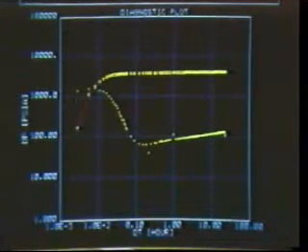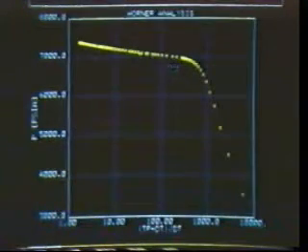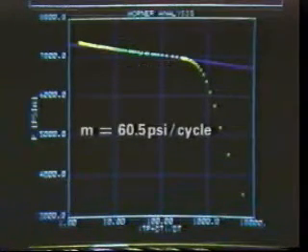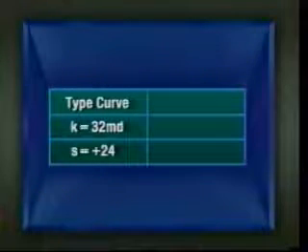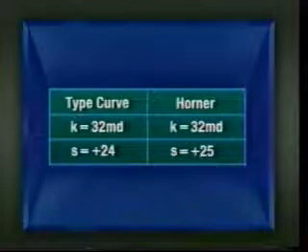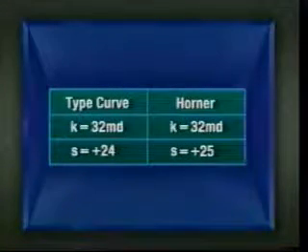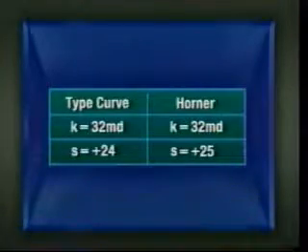Let's now turn to the Horner analysis and compare the results obtained from this method with those obtained from type curve analysis methods. From our derivative plot, we see that infinite acting radial flow occurred following an elapsed time of 0.1 hours, which corresponds to a Horner time of 134 hours. Therefore, the correct slope on the Horner plot begins after this time and yields a slope of 60.5 psi per cycle. Using Horner techniques, we obtain a permeability of 32 millidarcies and a skin factor of plus 25, values which correspond closely to those from the type curve analysis.